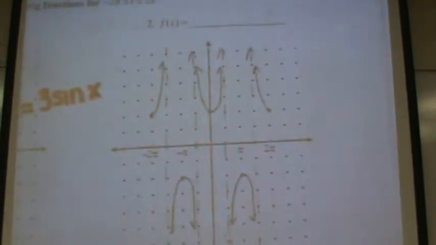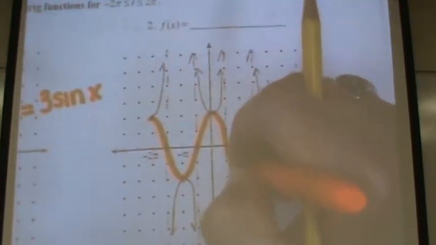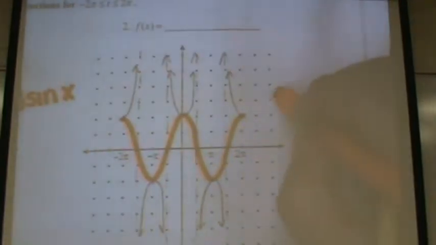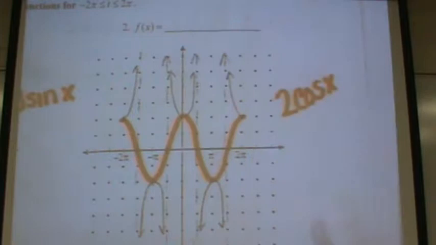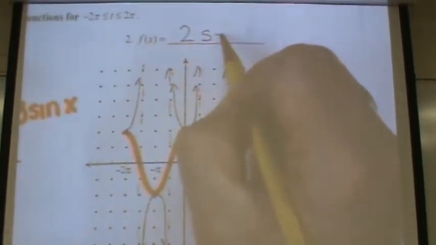Number 2, draw in your dots. This would be 2 cosine x. So 2 secant. So what would the actual graph be? 2 secant x.